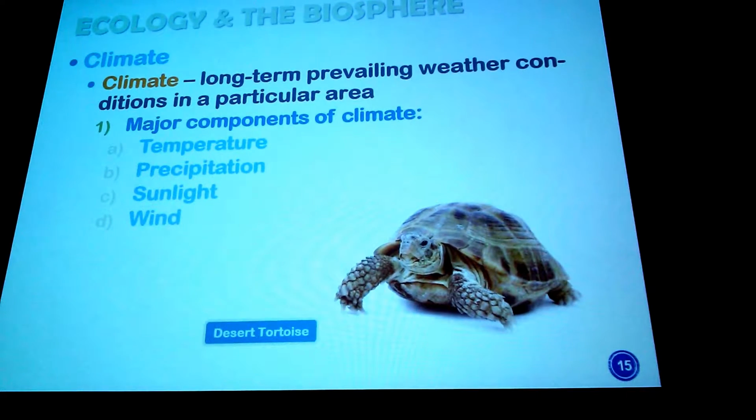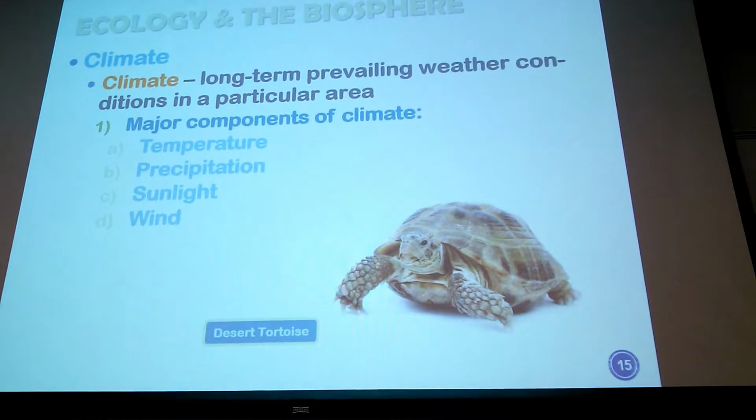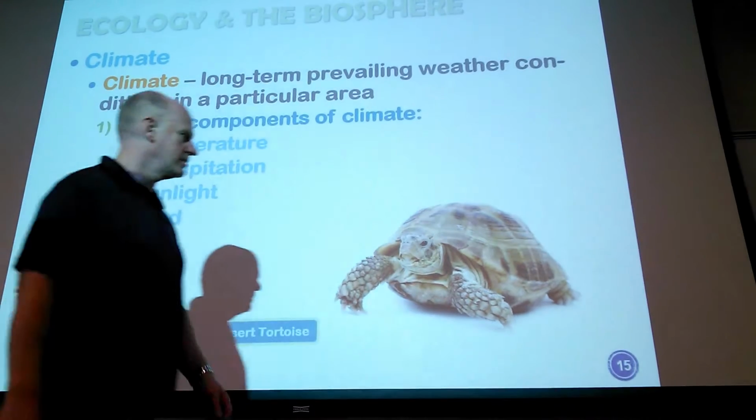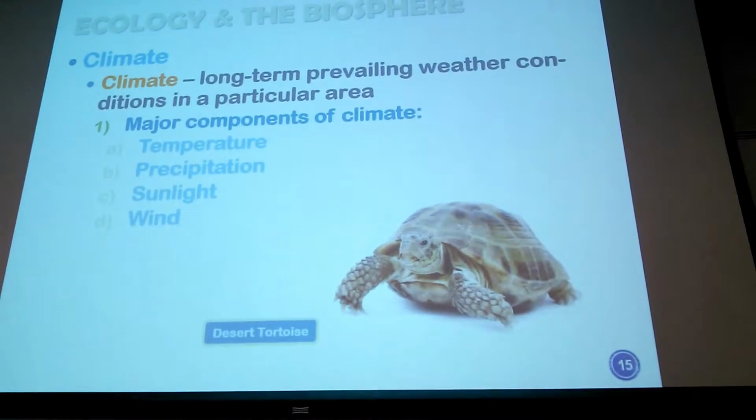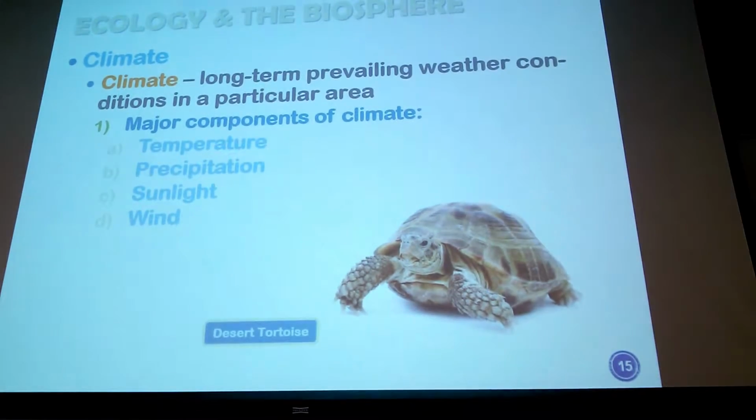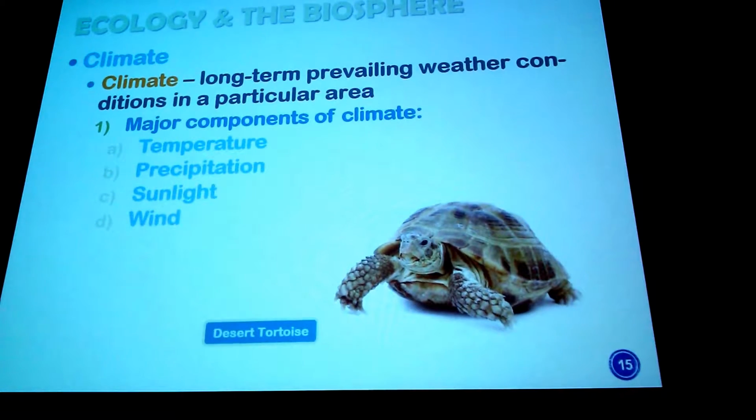Climate: long-term prevailing weather conditions in a particular area. Major components of climate, the first two, the big ones, temperature and precipitation. Also, the amount of sunlight and wind can also dictate the climate. Desert tortoises do very nicely out here. We'll talk more about them later.